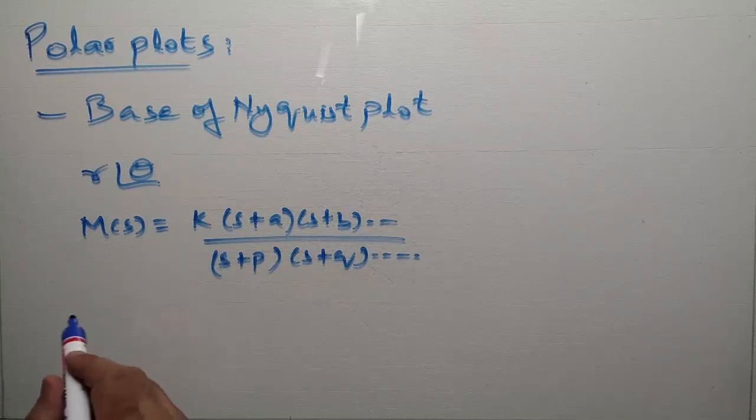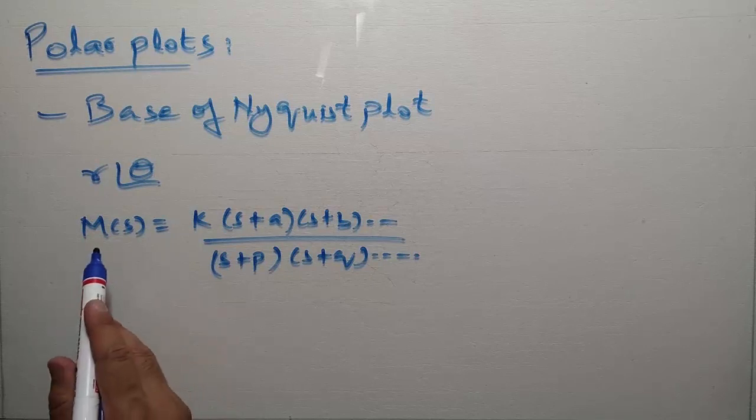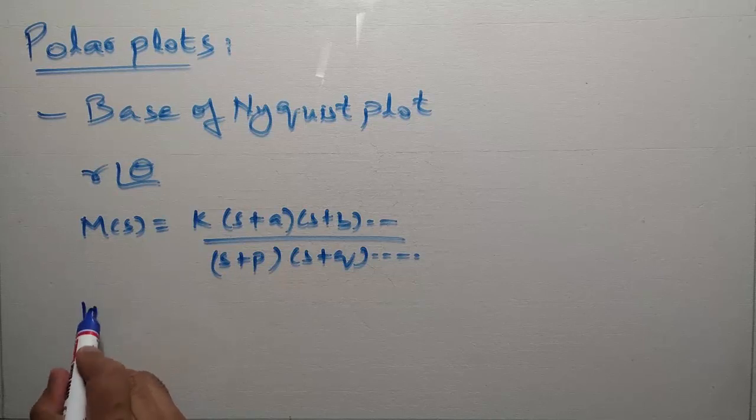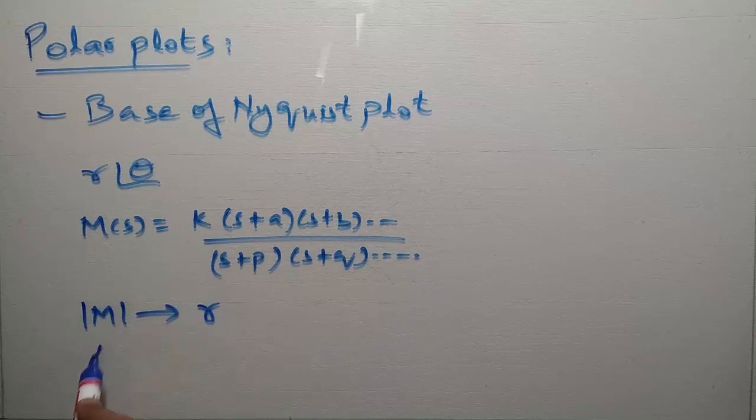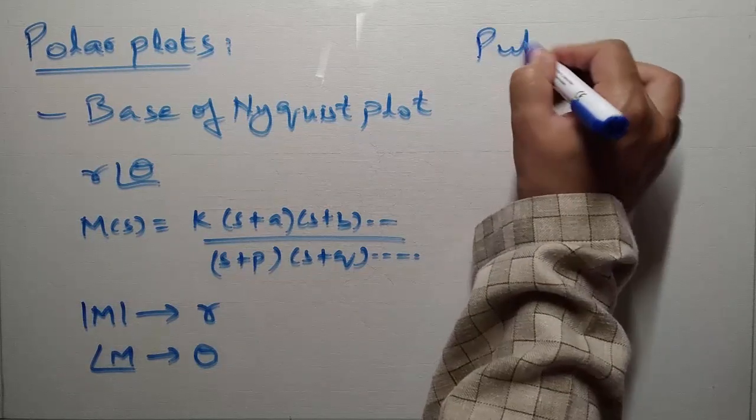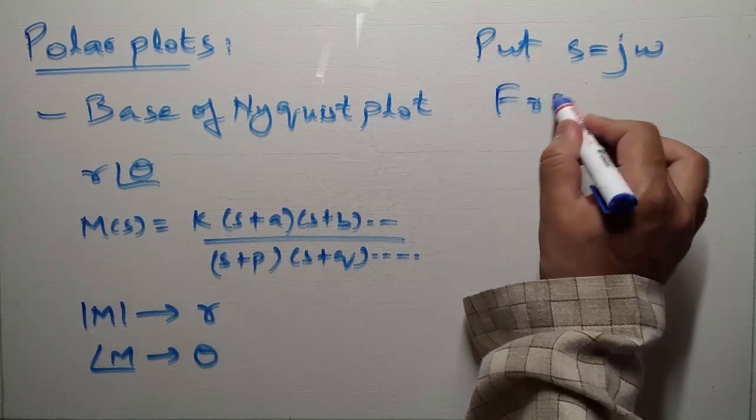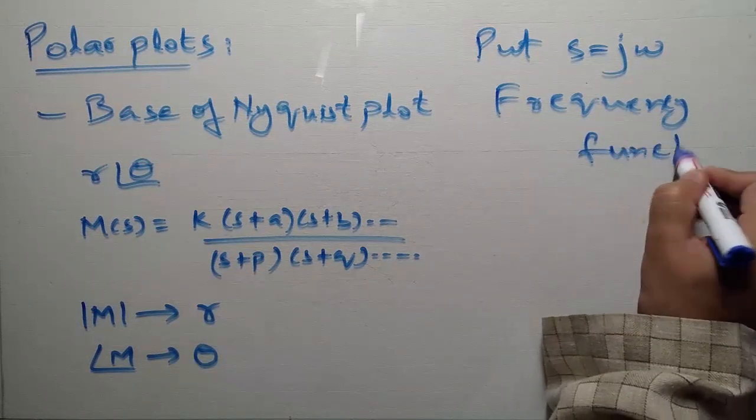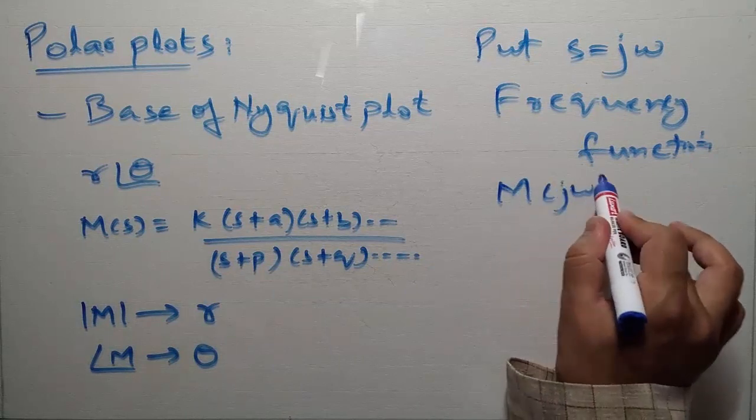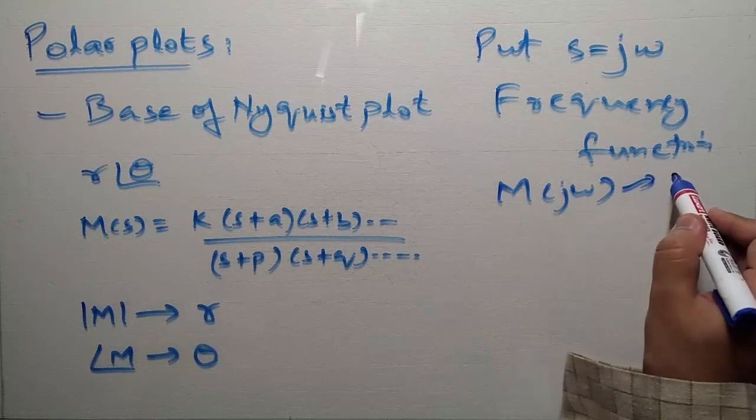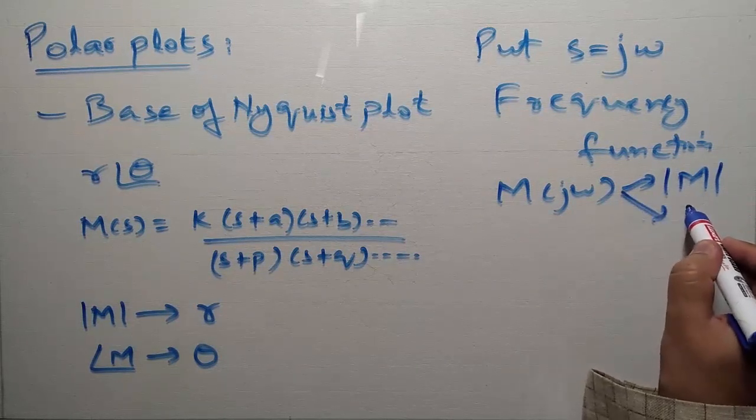So this is very similar to the r theta plot. In this particular case, what you are going to do is find the magnitude of M. This magnitude of M becomes r, and the phase of M becomes theta. Since M is a function of s, you put s equal to j omega, which is something you have been doing for all types of frequency domain analysis. You first convert the transfer function into the frequency function, M(j omega). From this M(j omega), you compute the magnitude M and phase phi.